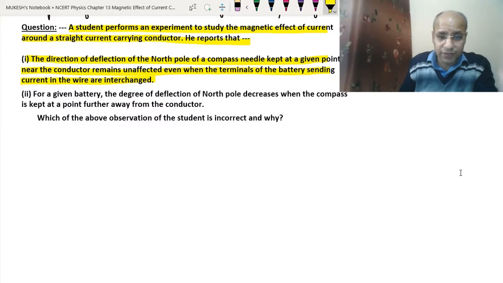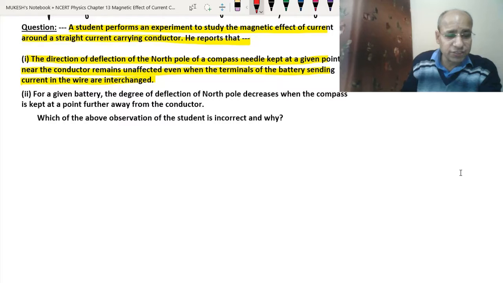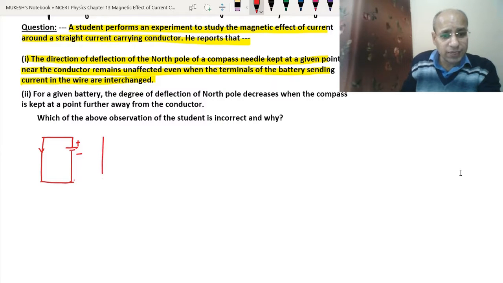What is the meaning of it? What is he saying in this question? Suppose this is the wire and it is connected to the battery like this. This is the positive, this is the negative. It means the current is flowing from top to down. Now in the next one, he is changing the terminals of the battery, and now the current is flowing this way.